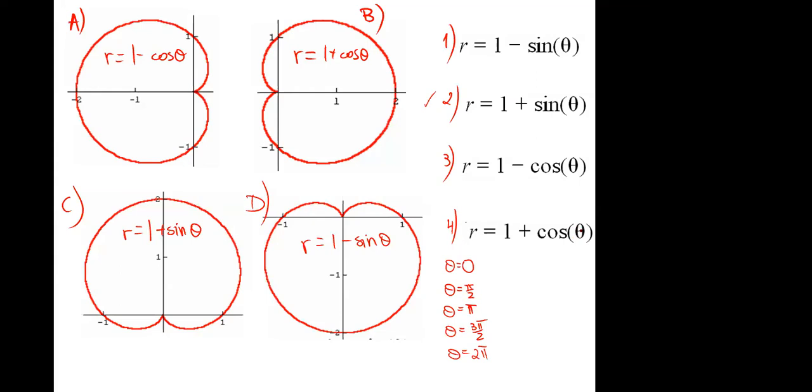Cosine at 0 is 1. 1 plus 1 is 2. And we can see we do have 2. Now theta is 90. Cosine at 90 is 0. 0 plus 1 is 1. And you see we have to go to 1. And then pi. Cosine at pi is negative 1. Negative 1 plus 1 is 0. We reach 0. And then 3 pi over 2. Cosine is 0. 0 plus 1 is 1. We have 1.